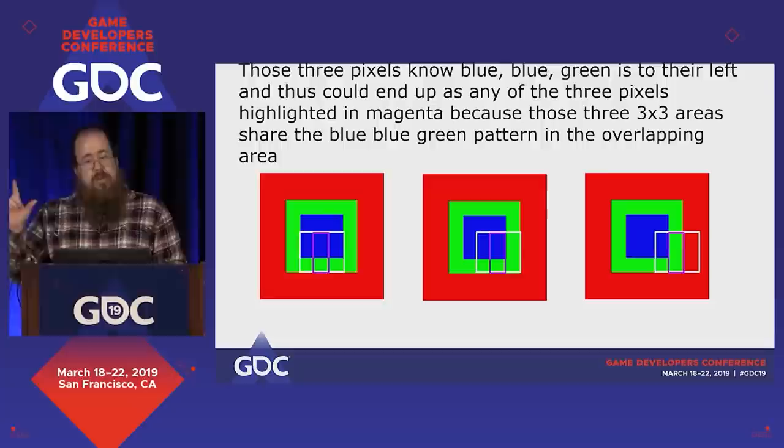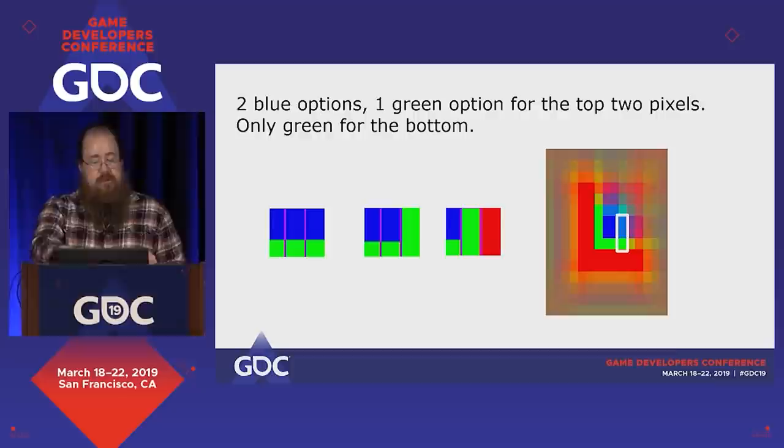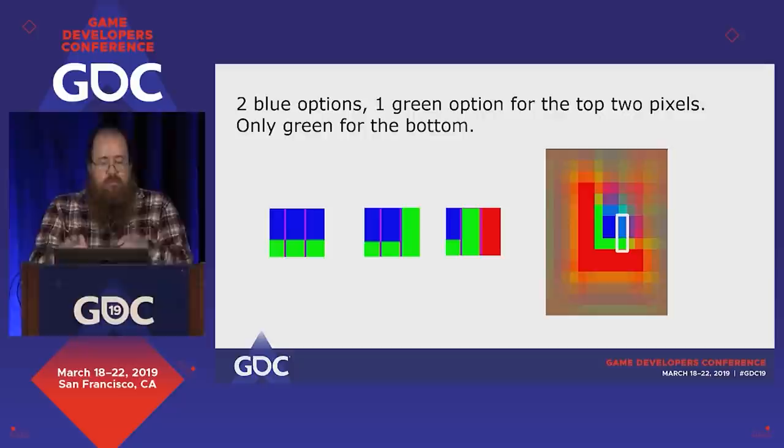And so we can see, here we go. If we look at two blue, blue, green inputs and one green, green, green input, you can see that the probability is two blues and one green for each of those top two pixels. And it's always going to be green in the output. So you can see that though we've selected that initial 3x3 box, we know quite a bit about what possible adjacencies exist based on the input image.